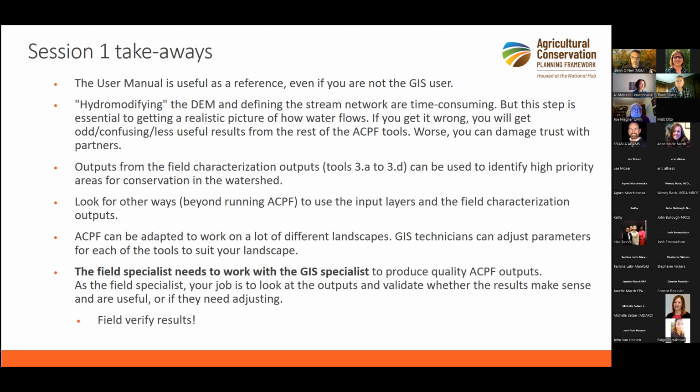So look for that, plan to field verify results, and plan to go back and forth with the GIS specialist, helping them with that. So those were some of the takeaways I wanted to talk about.